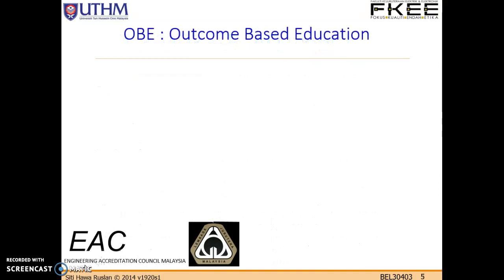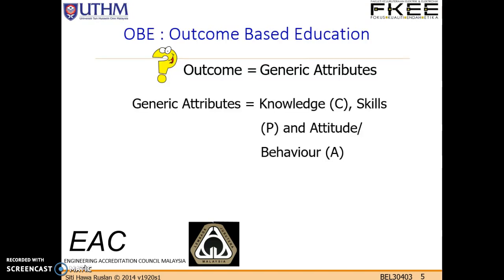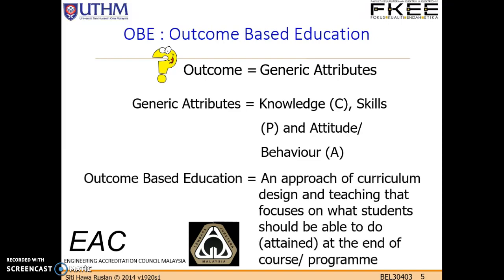This course is outcome-based education. Outcome is actually what are the generic attributes that you will have upon completion of the subject. So basically you will be assessed on 3 parts, which is on your knowledge, C or cognitive, your skill, psychomotor, and also your attitude or behavior, which is A, attitude. So it is an approach of curriculum that focuses on what the student should be able to do or attain at the end of the course.